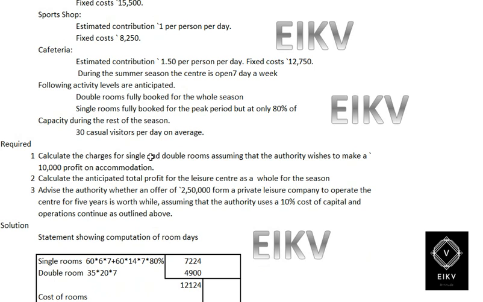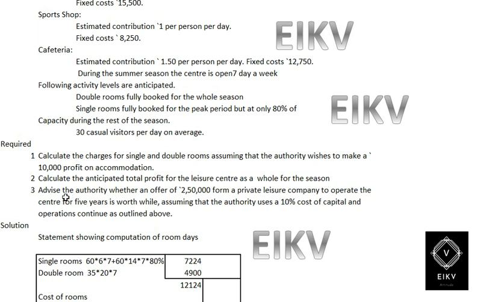Requirement 1: calculate the charges for single and double rooms, assuming that the authority wishes to make a 10,000 profit on accommodation. Requirement 2: calculate the anticipated total profit for the leisure center as a whole for the season. Requirement 3: advise the authority whether an offer of 2,50,000 from a private leisure company to operate the center for 5 years is worthwhile, assuming the authority uses a 10% cost of capital and operations continue as outlined above.